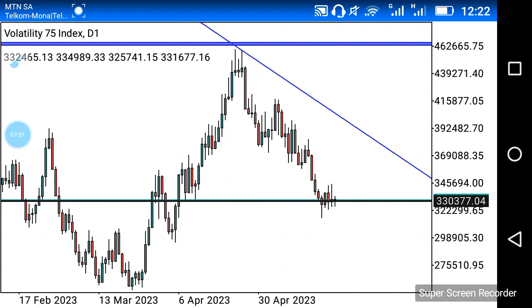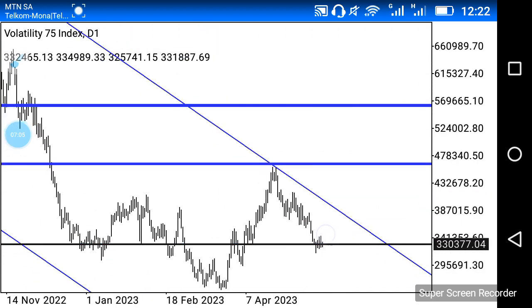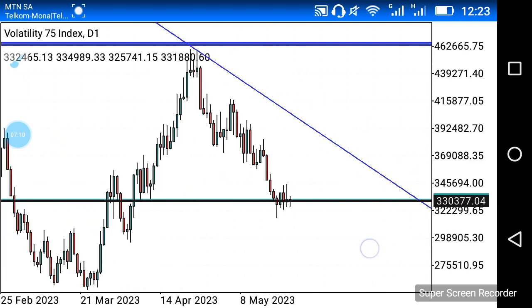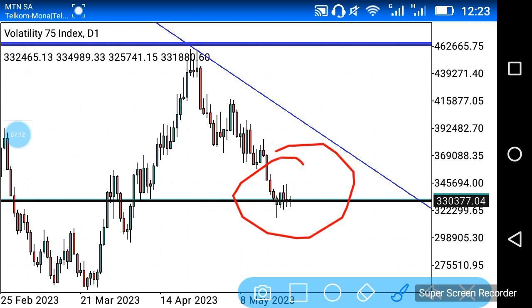Anyway, let's zoom in and see what else is happening in regards to the daily chart. What do we see on the daily chart that we should be paying attention to? Remember guys, on the weekly chart we said at this point we may get a reversal if we do indeed get at least one bullish candlestick.